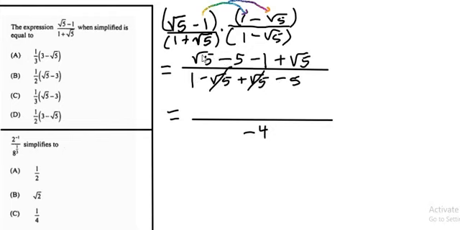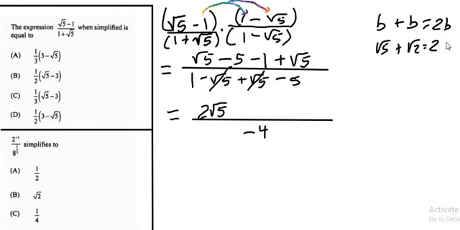Looking at the top, root 5. Let's look at the like terms. So we have root 5 plus root 5. That will give us 2 lots of root 5, just like b plus b will give us 2b. So root 5 plus root 5 will give us 2 lots of root 5. b plus b will give us 2 lots of b. So minus 5 minus 1 will give us minus 6.